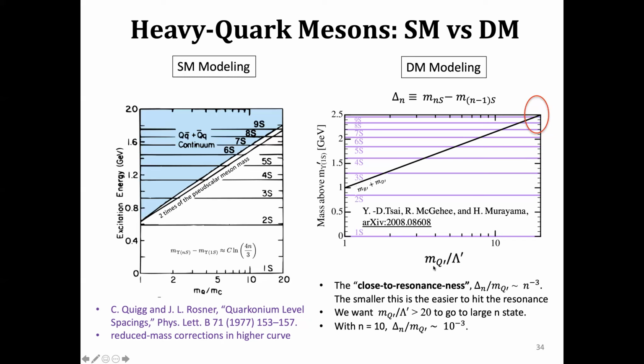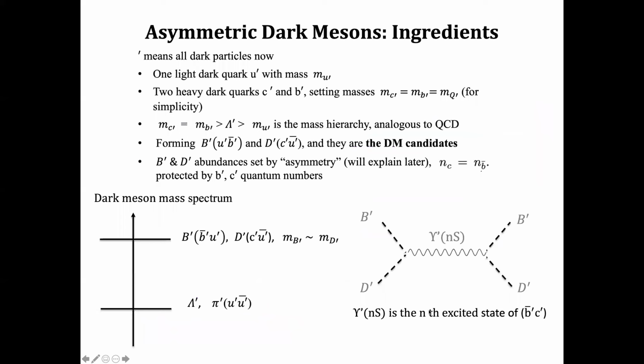So a comment I want to make is, of course, all the states can contribute in the scattering process, but only the closest one will provide the breadwinner resonance. And that is the one that we pick out. And if you go to N to be 10, then it will be very easy to hit the resonance. And that requires you to go to MQ prime over lambda prime larger than 20. Okay, so that's the setup.